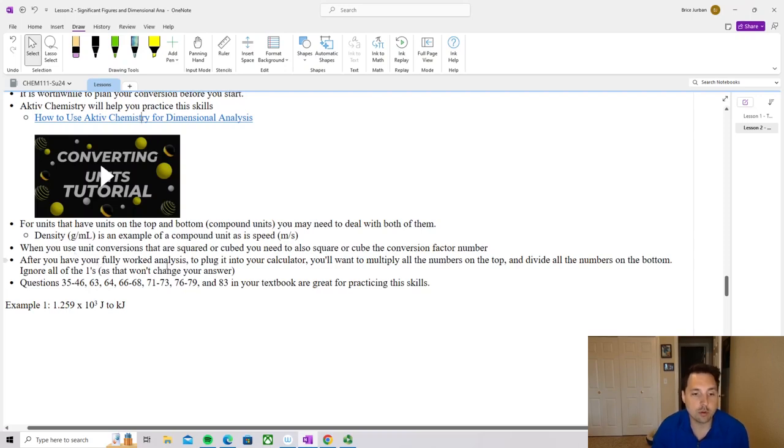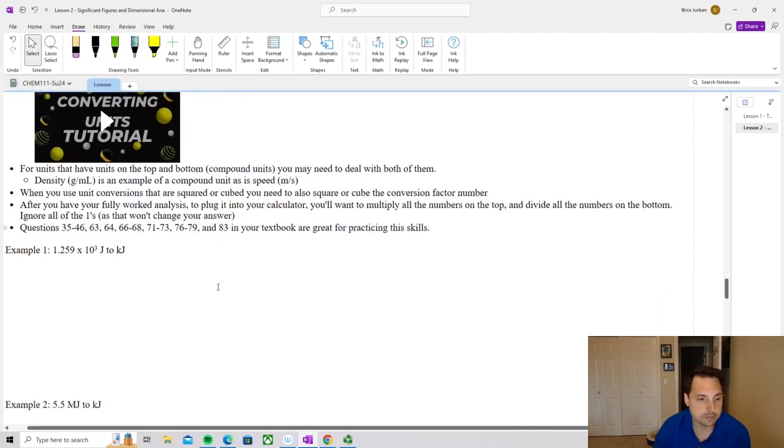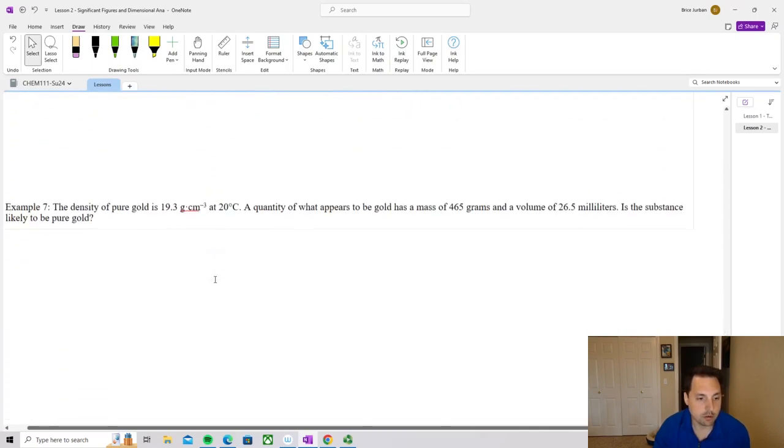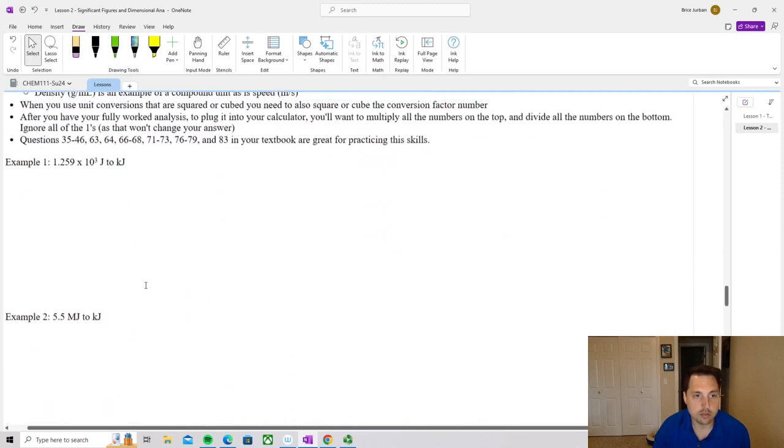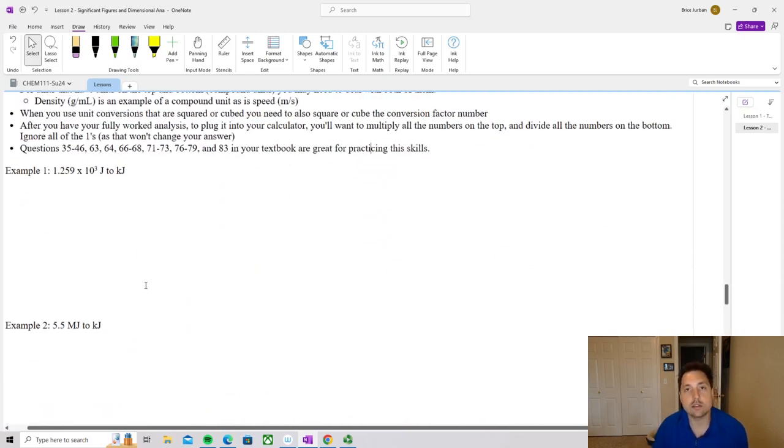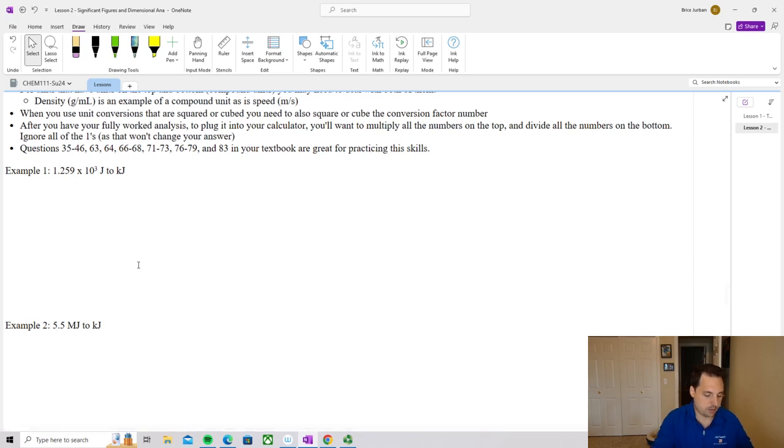And then after we've fully worked the analysis, we'll want to multiply all the numbers that are on the top, divide all the numbers that are on the bottom, and we can ignore all of the ones. If we multiply or divide by 1, it doesn't change our answer. And these are problems I found in the textbook that are really good for practicing these skills. And so I have a number of problems here. As with a lot of my videos, you can definitely pause this, practice these, and then see what my explanation is going to be. And that'll help you, I think, in the long run. So let's go ahead and start with this first one here.